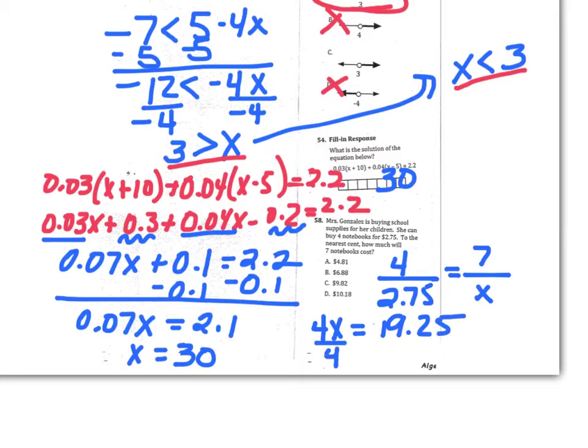Divide both sides by 4, and the question is to the nearest cent. So when I divide, I'm going to get x equals 4.8125. And to the nearest cent, I'm looking at this spot right here. I want to round that number if I need to. The next digit is 2, so I don't need to round, so 4.81 is my solution.